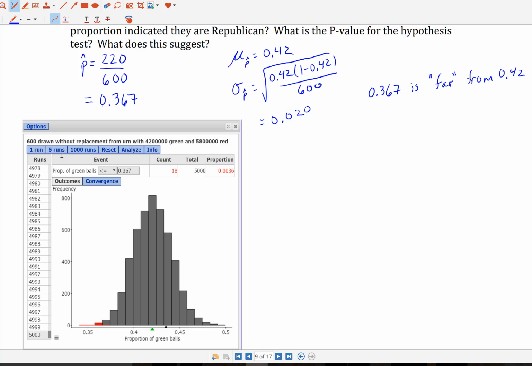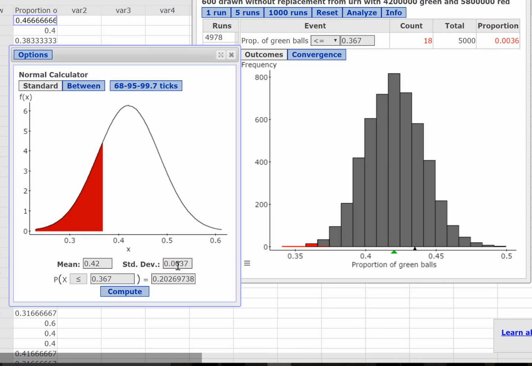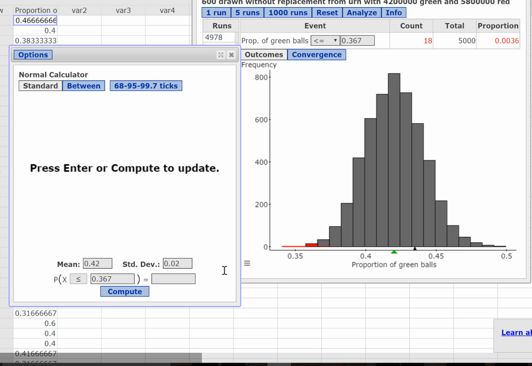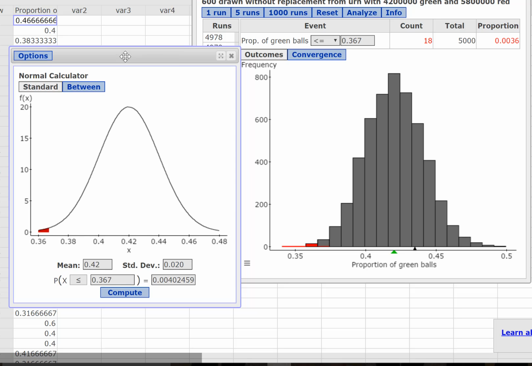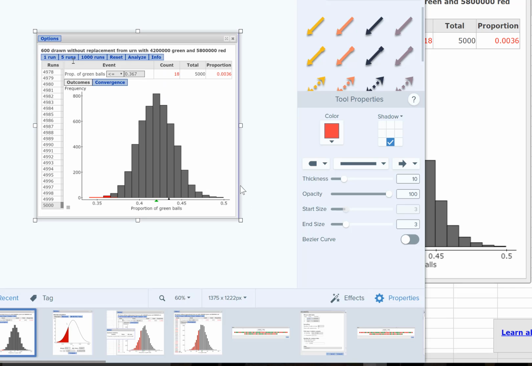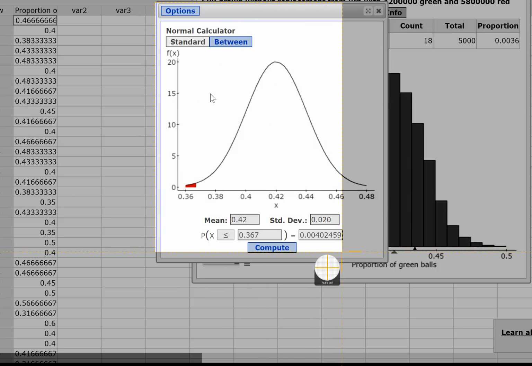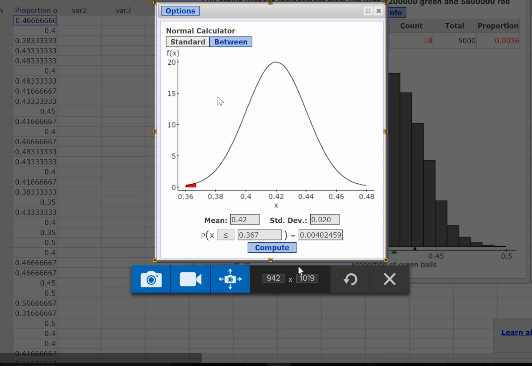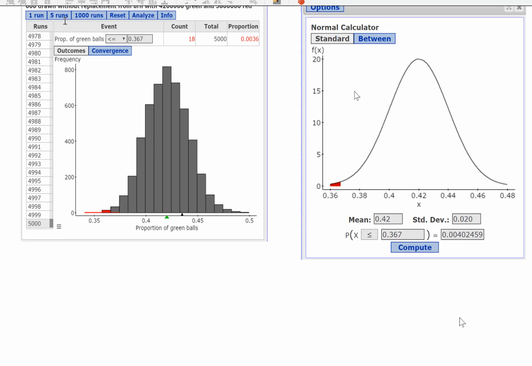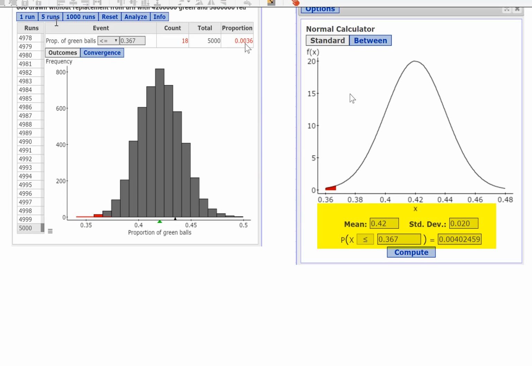According to our simulation, we should only observe the types of results we observed about 4 times out of 1,000. 0.0036 is about 4 out of 1,000. The normal model says what? I got to change this to 0.020. Click compute. And now look what I got. What did I get for the area to the left of 0.367? 0.004. Pretty close to what I got when I did the simulation.